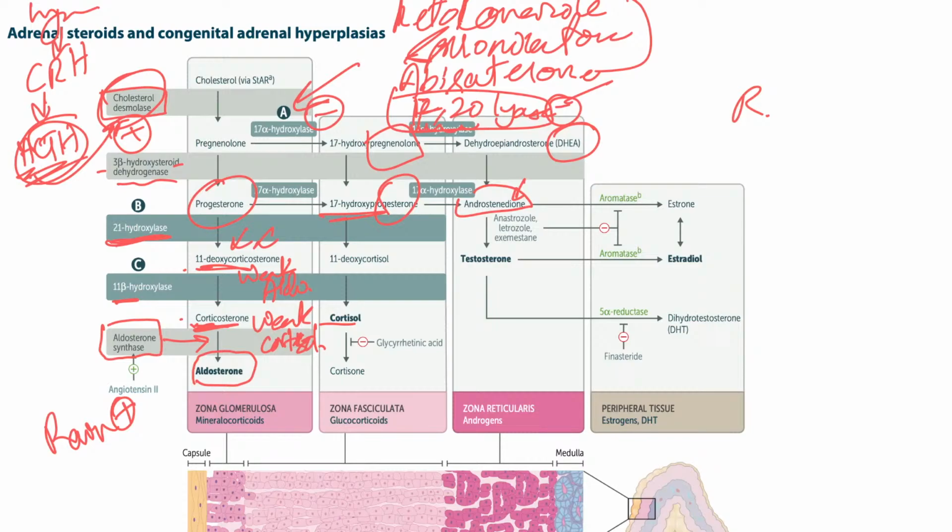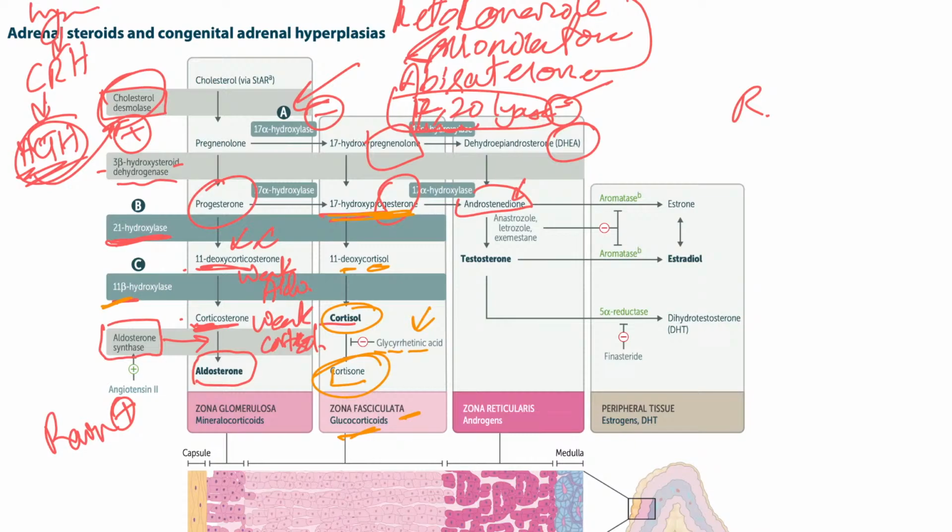So the second thing here is going to be, again, your progesterone will convert into deoxycortisol. That deoxycortisol is going to convert into cortisol by 11 beta hydroxylase. And then that cortisol will form cortisone, and you could inhibit that by glycyrrhetinic acid. Okay, that's pretty much for the fasciculata, which will make the glucocorticoid, which is the cortisone.